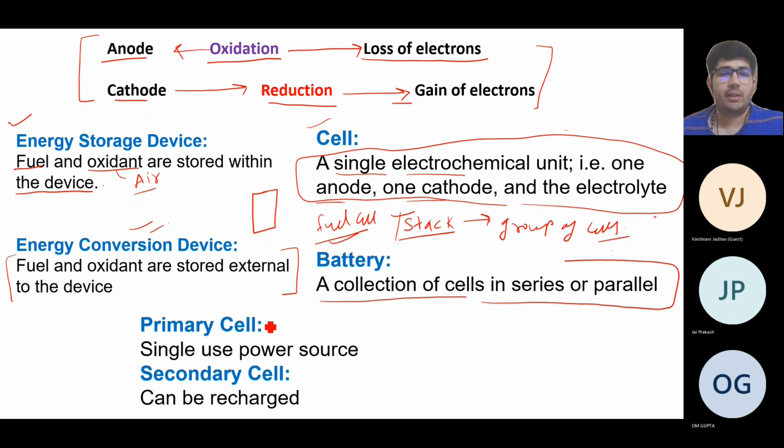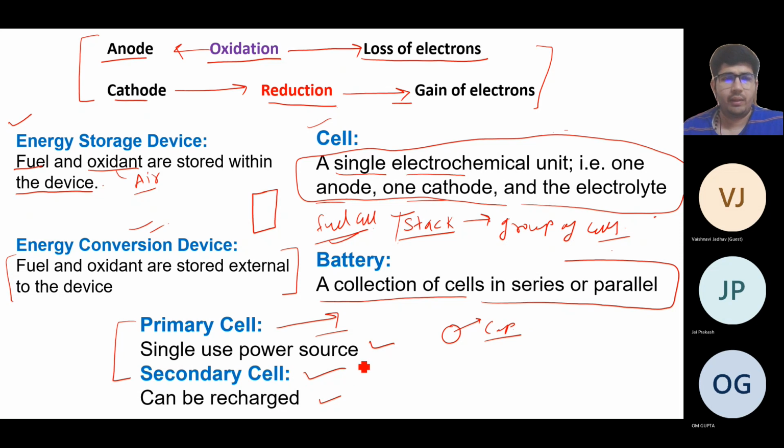Primary cell is a single use power source, and secondary cell can be recharged. So there are two types of cells, basically primary and secondary. Primary, you can say, is a single use power source. So it's single use and throw. You have a particular cell that has some capacity. If you use that complete capacity, you cannot draw further power from that cell and you have to replace it. But in a secondary cell, you can recharge those cells.